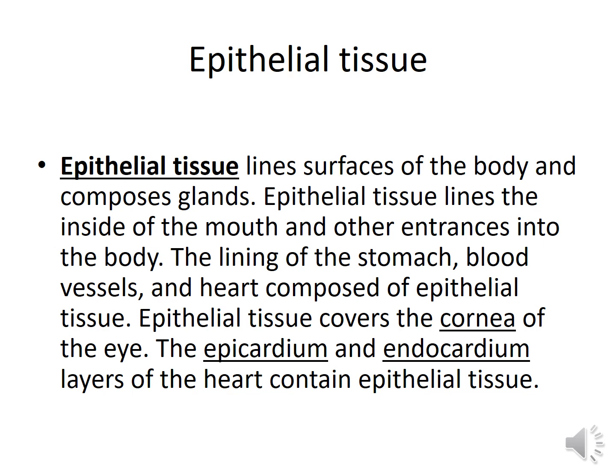Epithelial tissue lines surfaces of the body and composes glands. Epithelial tissue lines the inside of the mouth and other entrances into the body. The lining of the stomach, blood vessels, and heart is composed of epithelial tissue. Epithelial tissue covers the cornea of the eyes. The epicardium and endocardium layers of the heart contain epithelial tissue.